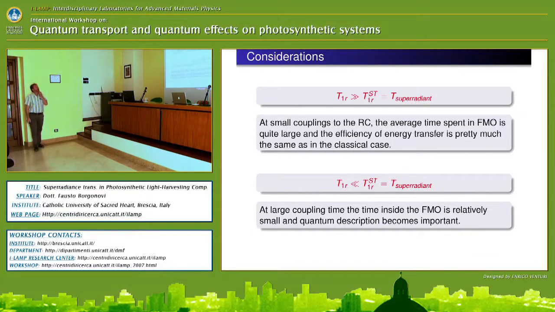So let me make some considerations, and let us consider this regime. When the coupling time is much bigger than the critical value, which is the superradiant one, it means small coupling to the reaction center, the average time spent in the FMO is quite large, and the efficiency of energy transfer is pretty much the same as in the classical case. So this is the right side of the picture. This is our rough interpretation. On the other hand, when you have large coupling, this time becomes small, and in this case, the quantum description becomes important.